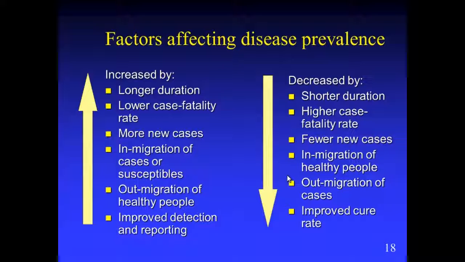So just to summarize, prevalence of a disease is very affected by a number of things. It's increased by this list of things here: long duration, in-migration of people with the disease or susceptible, and so on. And it's decreased by the reverse set of conditions, really. Shorter duration cases, and so on. People who are cured, or improved cure rates. So that can affect disease prevalence. This is regarded as a limitation of prevalence as a measure of disease occurrence.